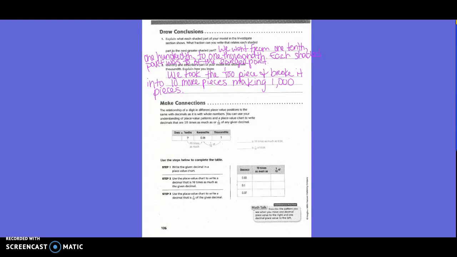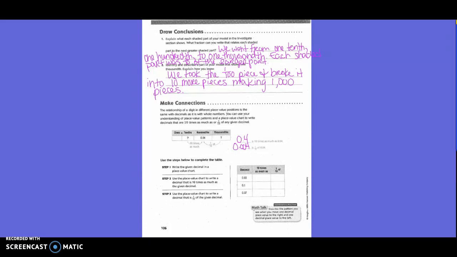So 10 times as much. Are you moving the decimal to the left or to the right? To the right. See how this curves to the right? So it would be 0.4. 1/10 of it, you're moving the decimal to the left, and it would be 0.004 to get you 4 thousandths.